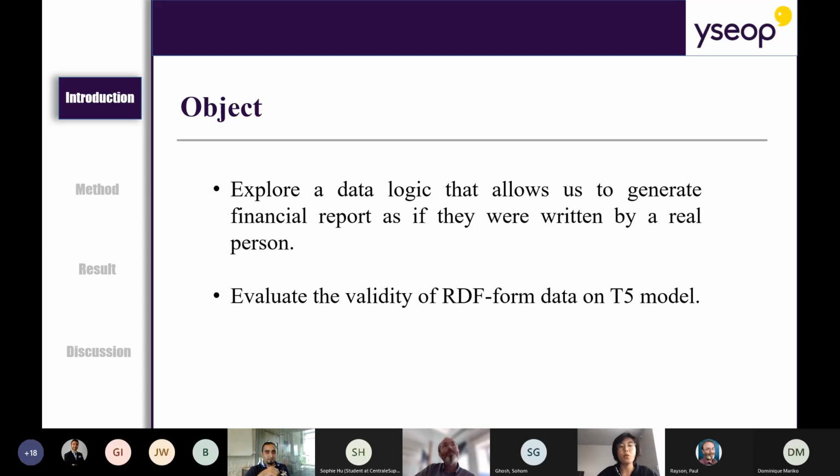Today, NLG technology is widely applied to automatic writing of article reports, which effectively reduces manual work. In the financial landscape, however, text generation can be very demanding as to the level of constraint a non-descriptive model should comply with. The object of our work is to explore a data logic that generates sentences as if they were written by a real human person, and evaluate the validity of RDF form data on the T5 model.